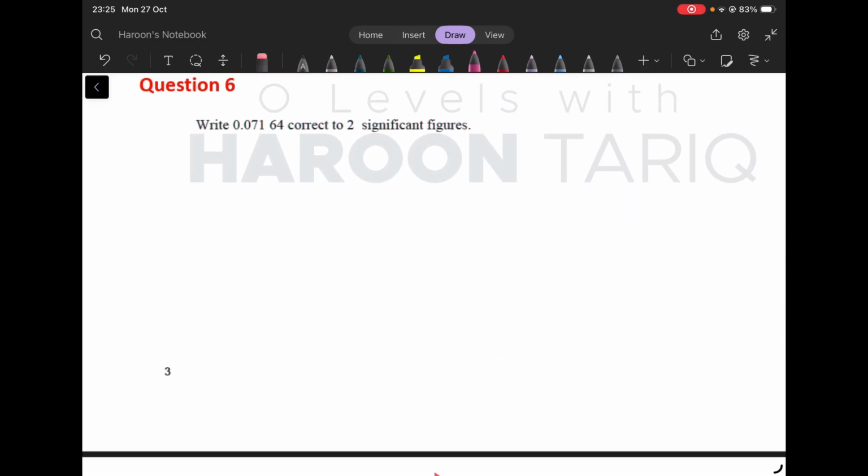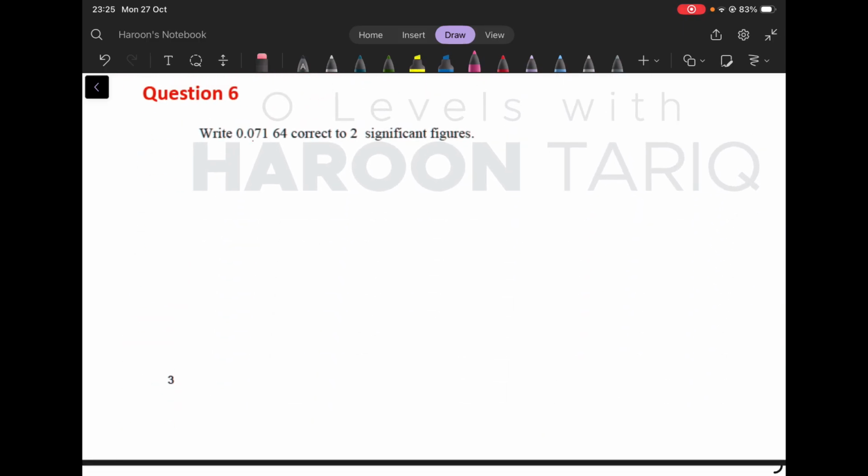Write this correct to two significant figures. First significant figure is this 7. The zeros on the left are not significant, and the second significant figure is this one. So I'll have a look at the third significant figure. My third significant figure is this 6. If this is 5 or greater than 5, I add 1 to the previous digit. So this is greater than 5, so I'll add 1 to the previous digit, so this becomes 0.072. Answer.